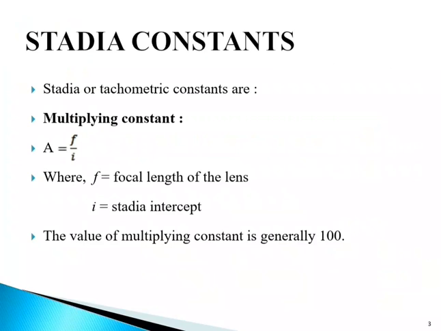First of all, let's see STADIA constants. STADIA constants, or tachometric constants, are the multiplying constant and the additive constant. The first one is the multiplying constant. It is given by the equation A is equal to F upon I, where F is equal to the focal length of the lens and I is equal to the STADIA intercept. The value of the multiplying constant is generally 100.